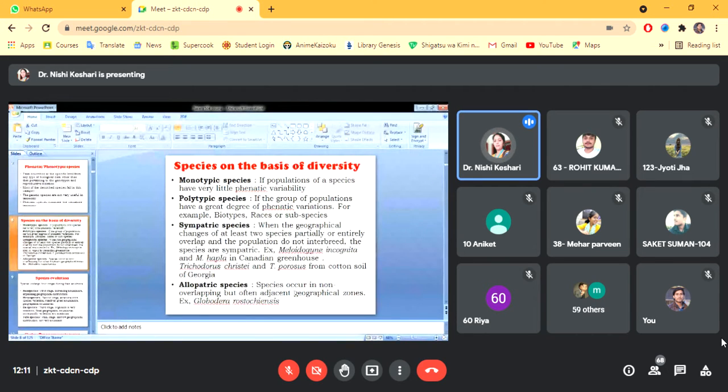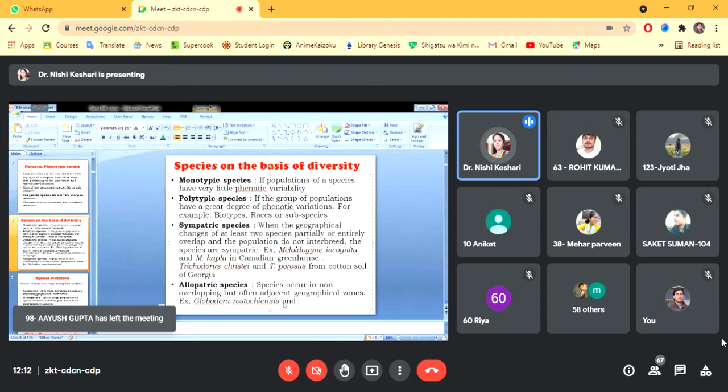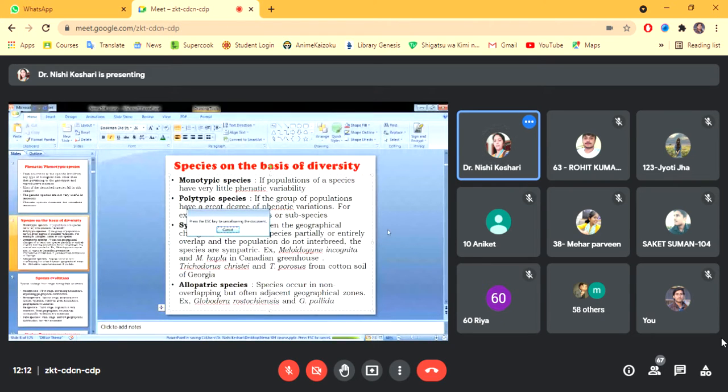Allopatric species occur in non-overlapping but often adjacent geographical zones, like Globodera rostochiensis and Globodera pallida. You can write here Globodera rostochiensis and Globodera pallida. They both are of the same genus but have different species. If they are found in adjacent areas, then they are called allopatric, meaning they are not mixed, but they are found in different geographical areas very near to each other.